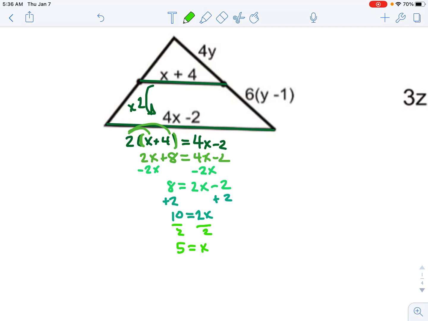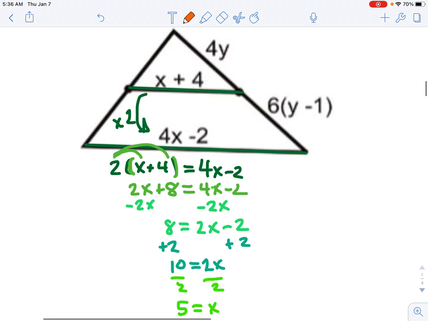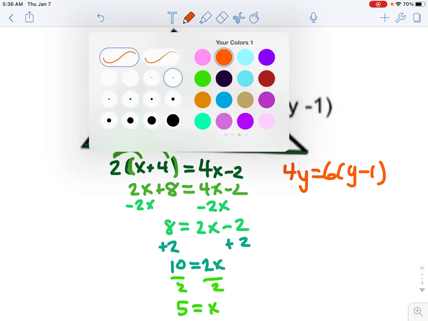Alright, what about y's? Those are sides, those aren't a mid-segment. Sorry, I just dropped my stylus on the screen. You probably heard a loud thump. Remember, this is a midpoint, so this side's congruent to this side, so the y's you just set equal to each other. Nothing too special you have to do other than setting up the equation.